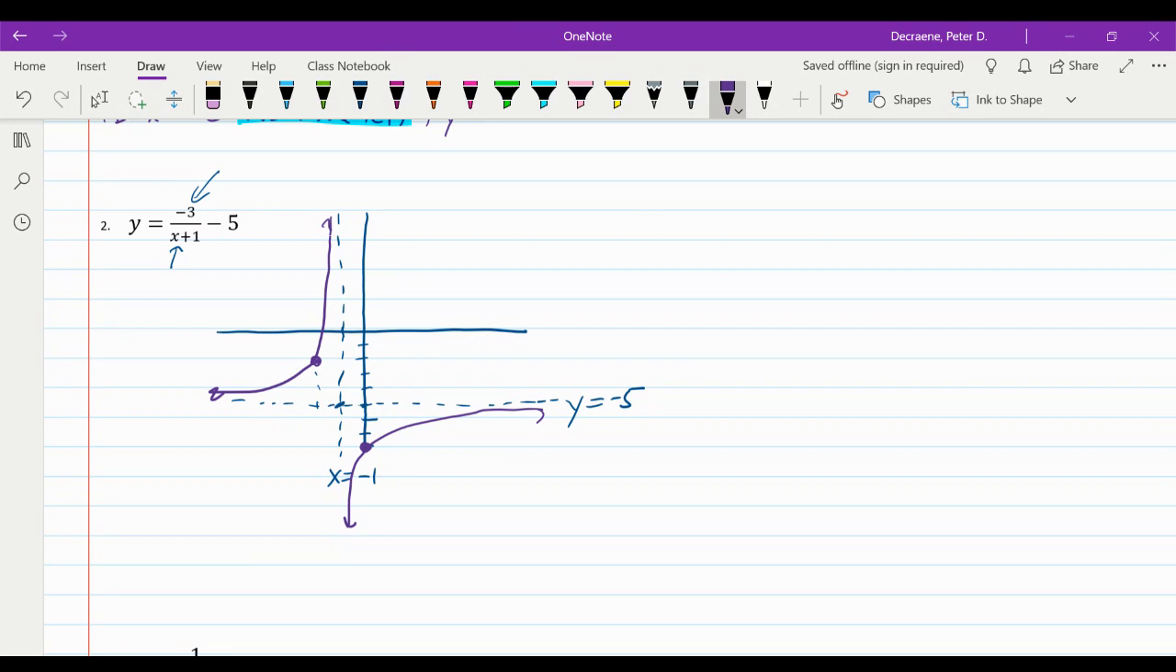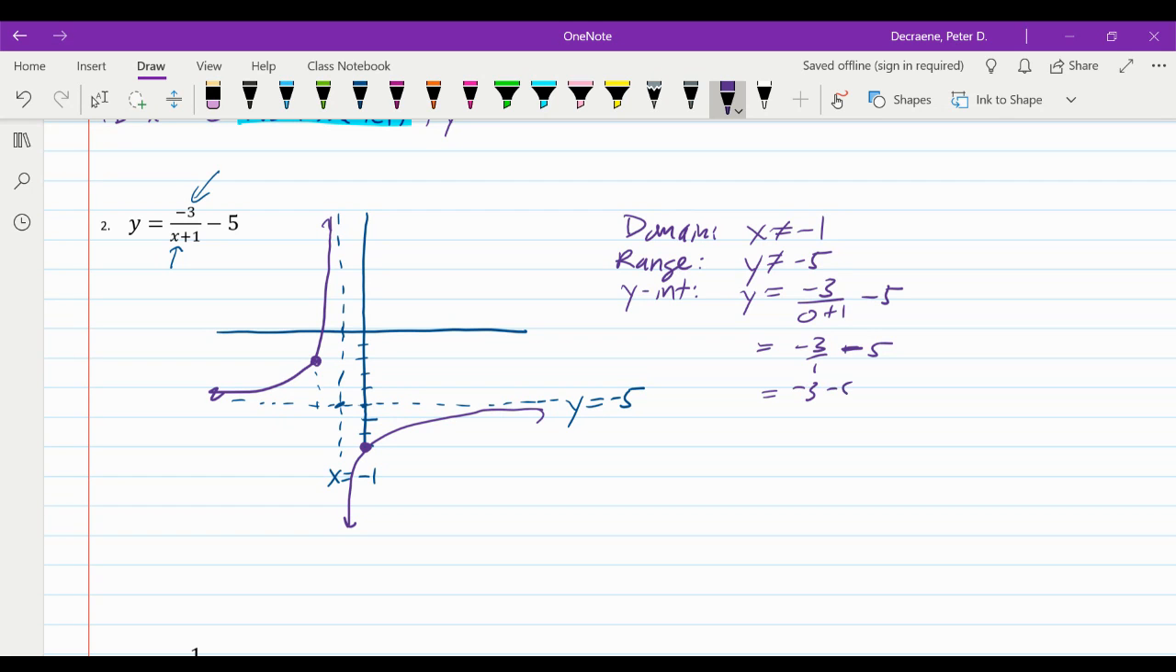So in terms of the features, we have the domain is all real numbers except for negative 1. So we say x is not negative 1. The range is all real numbers except for negative 5. So y is not negative 5. The y-intercept is what happens if we plug in 0 for x. So y equals negative 3 divided by 0 plus 1, minus 5, which is going to be negative 3 divided by 1, minus 5. Negative 3 minus 5 is going to be negative 8. So it's (0, negative 8), and we had that one right here from our earlier discussion.